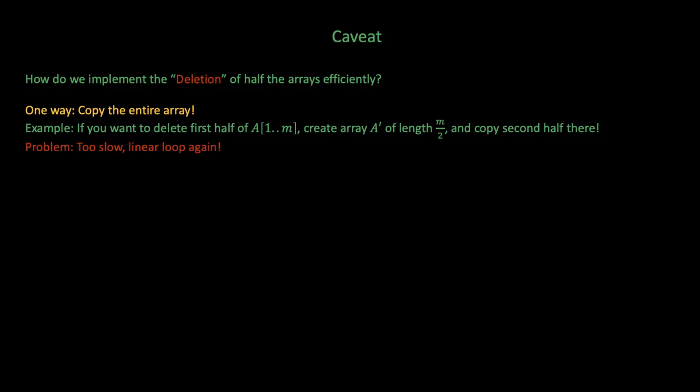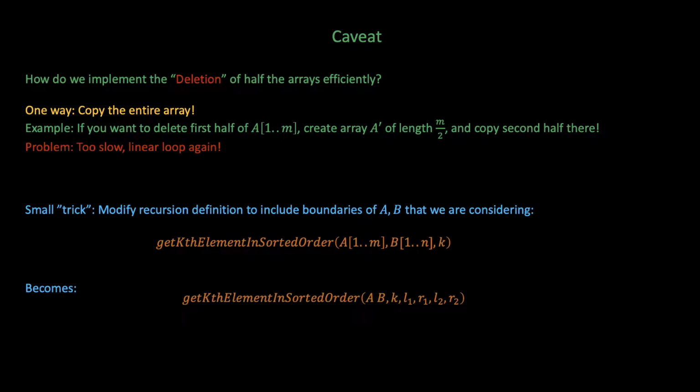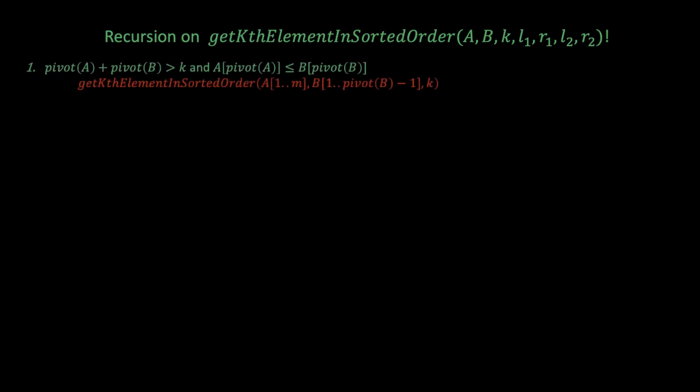too slow. An alternative trick we can do is to instead modify the recursion definition of the function we're writing to include the boundaries of A and B that we're currently considering. So the function signature changes from this to this, simply adding L1, R1, L2, and R2 to the arguments of the function. This means we are restricting A from index L1 to index R1, and B from index L2 to R2. Alright, now let's rewrite the recursive calls we discussed earlier in terms of this new signature.